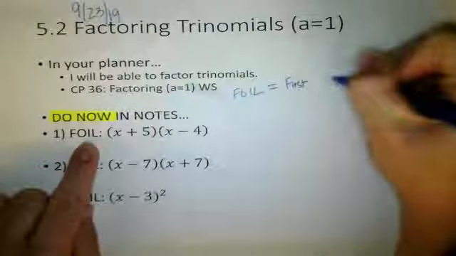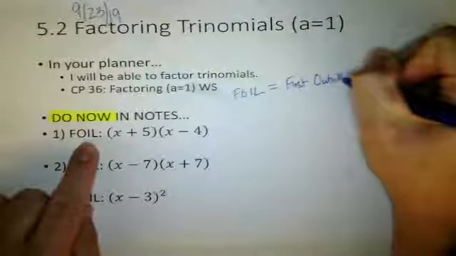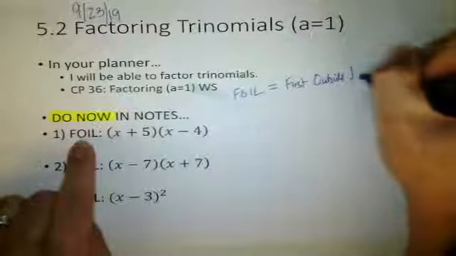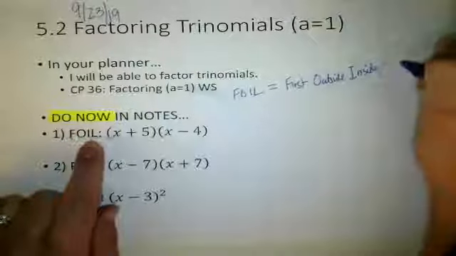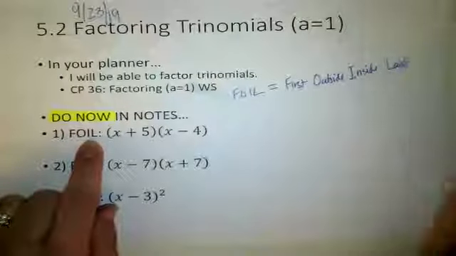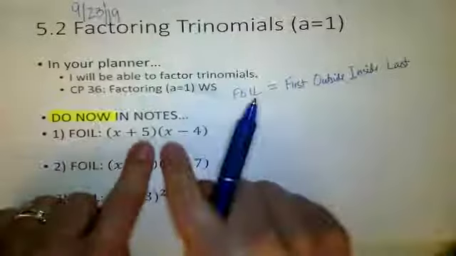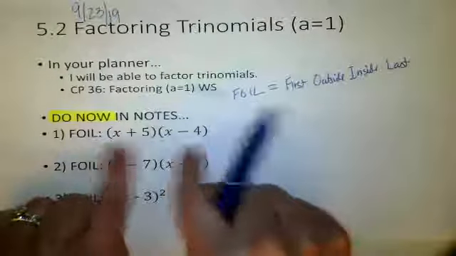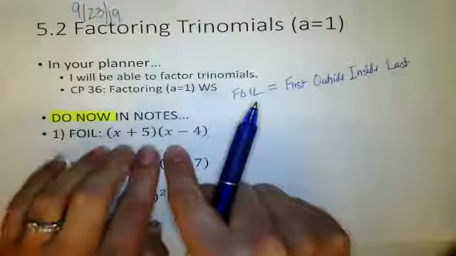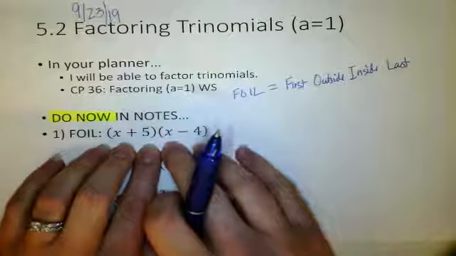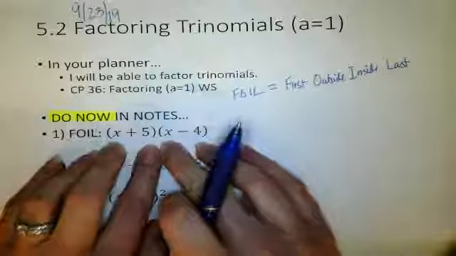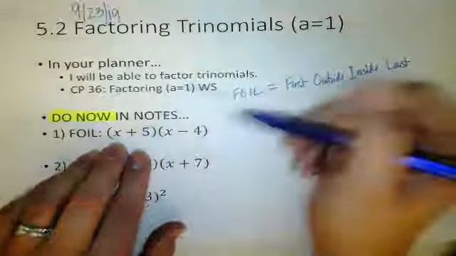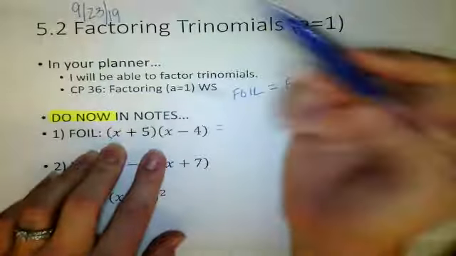First, outside, inside, and then last, okay? And so when we have two bubbles, I lovingly call these little bubble sets. I love to say double bubble, okay? When we have a double bubble situation here, we can FOIL them to work them out.